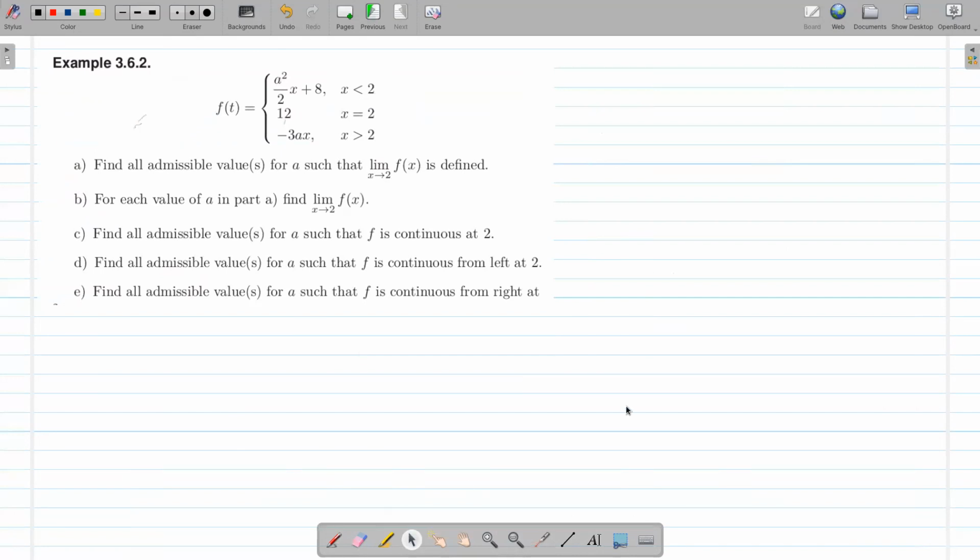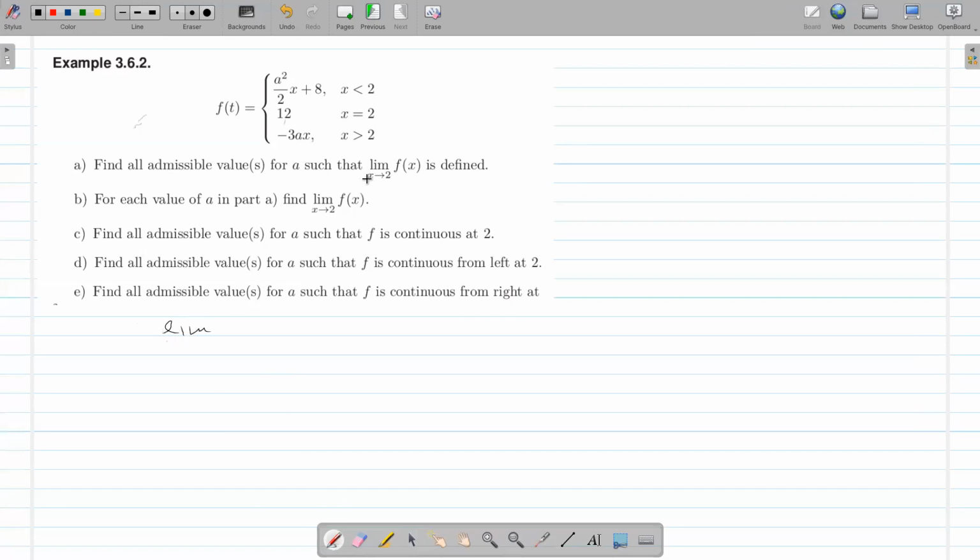So here I have a given function. First, I have to find all the values of a such that the limit as x goes to 2 of f(x) is defined. So here I want to find where the two-sided limit is defined. We know the two-sided limit is defined if and only if these two are equal.